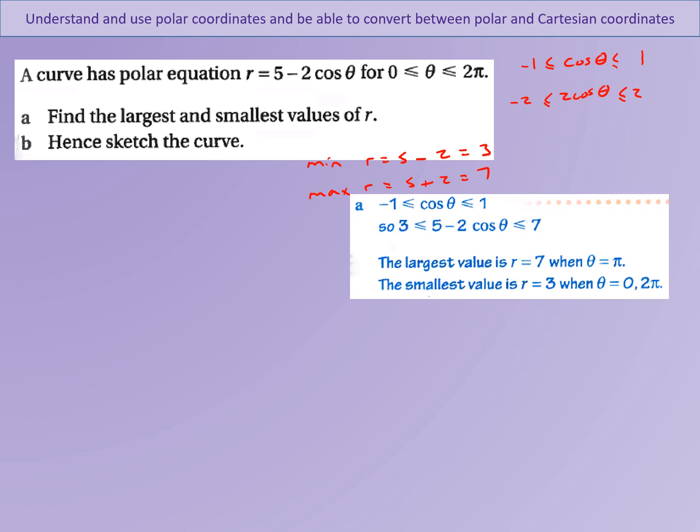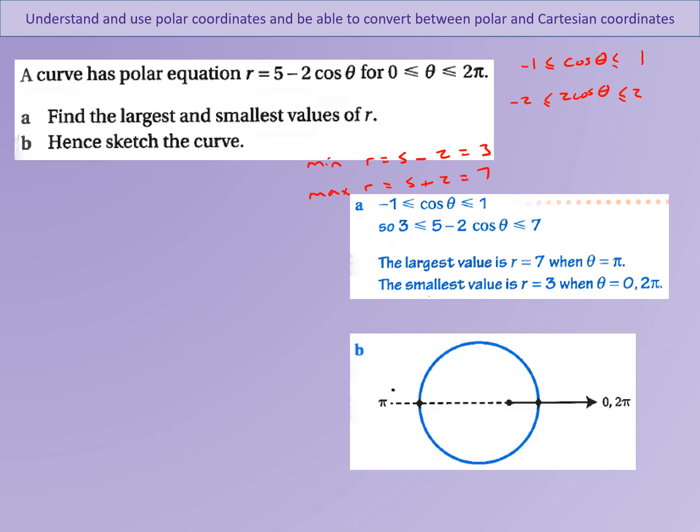The values where these occur: r is 7 when theta equals pi, and r is 3 when theta is either 0 or 2 pi. This comes from when cos theta is equal to -1 and when cos theta is equal to 1. We can sketch the curve, remembering that a curve involving the cos function will be symmetrical about the initial line. We can plot a table of values, and this is the curve.